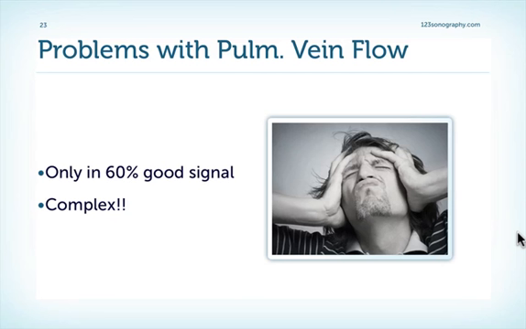To be honest, I don't use the pulmonic veins very often. Why? It doesn't always work. It's difficult to get the signal. Only in 60% can we get an adequate signal. And the analysis is fairly complex. Measurements are very inexact, and it doesn't work in patients who have tachycardia and in patients who have atrial fibrillation.